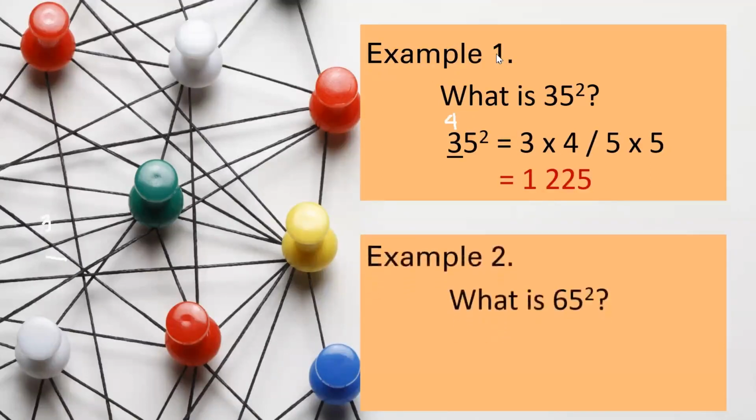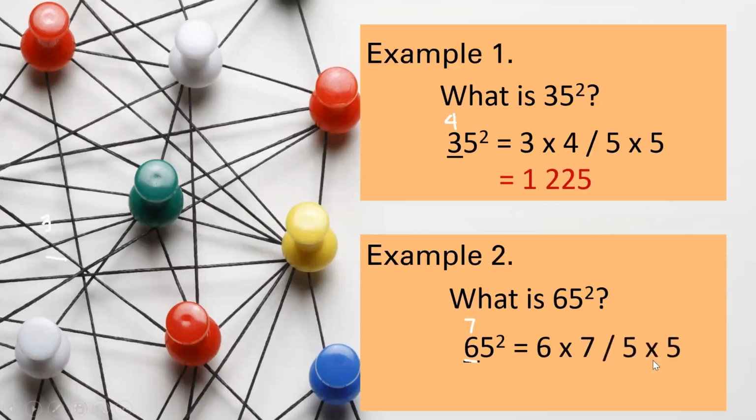Example number 2. What is 65 squared? So just bring down 65 squared. Identify your ones and tens digit. Your tens digit is 6. Add 1 to 6. It becomes 7. 6 times 7, and then we multiply also the ones digit, 5 times 5. 6 times 7 is 42. Then 5 times 5 is 25. So that is 4,225. So quick and easy.